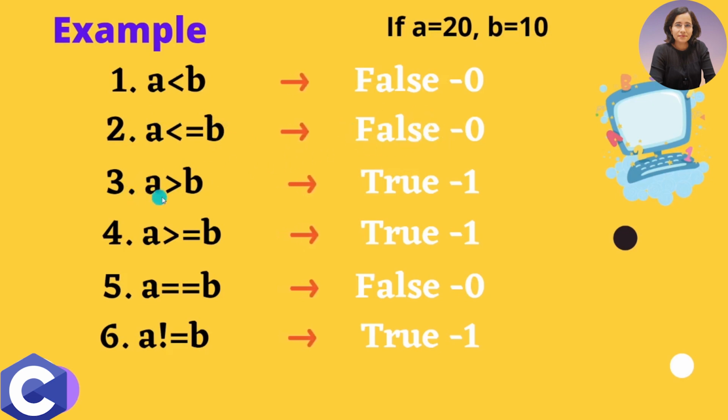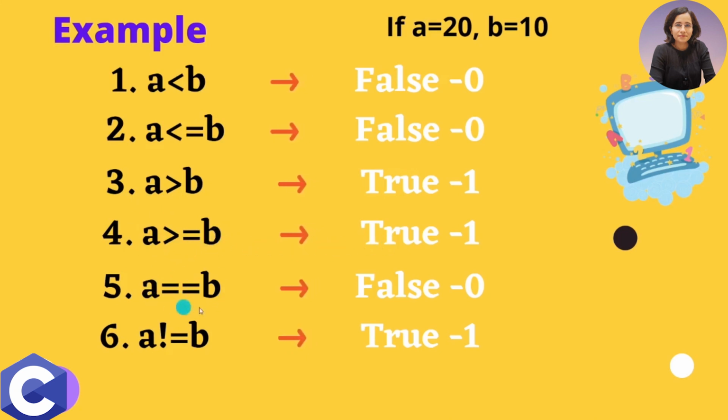The third is A is greater than B. We can see here 20 is greater than 10. That's why we are getting the result true. The next is greater than or equal to. So let's check first for greater than. Is 20 greater than 10? Yes. Let's check the next condition. Are they both equal? No. But if one condition is true, we will get the answer true.